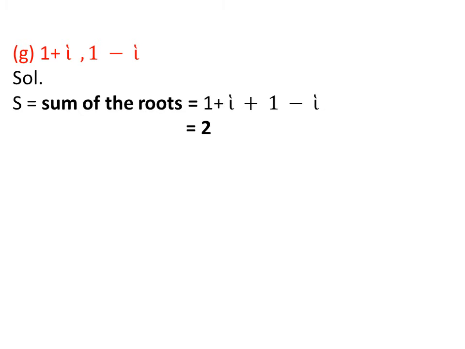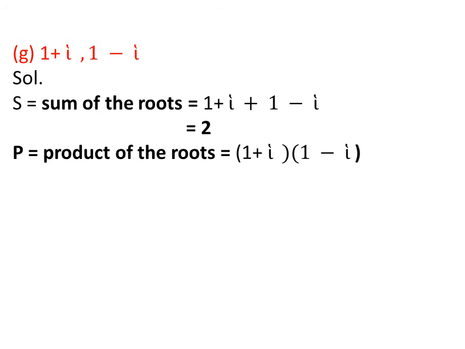Now we have to find the product of these roots. For this we will write p equal to product of the roots equal to 1 plus iota into 1 minus iota. We can solve these terms by using the formula a plus b into a minus b, which is equal to a square minus b square. Here the value of a is 1 and the value of b is iota. So we can write 1 square minus iota square, and we know that the value of iota square is minus 1. That's why we can write minus 1 in place of iota square. By putting the value of iota square we get 1 minus minus 1, which is equal to 2.